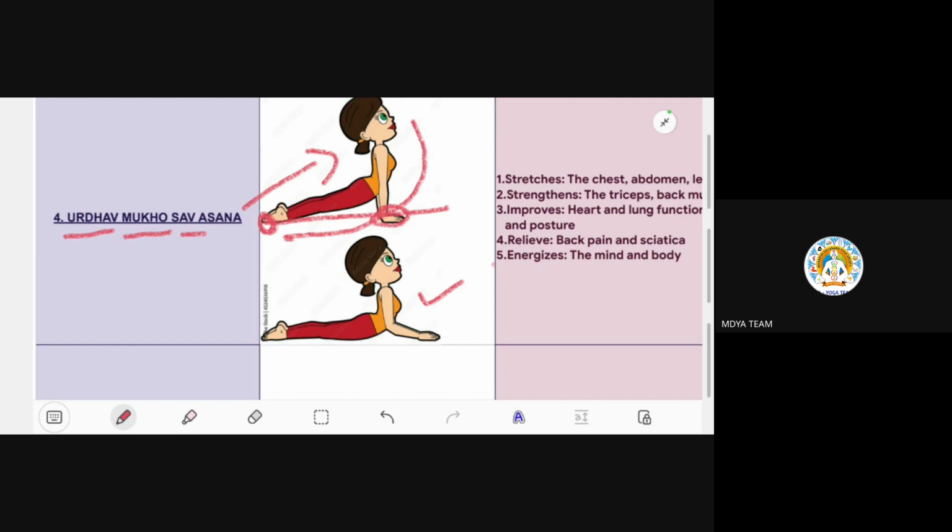It's Urdhva Mukha Shvanasana. No, ma'am, no. It is Urdhva Mukha Shvanasana. Even in the notes, it's the same. Okay, I'll correct it afterwards. I'm sorry, I'll correct it afterwards.